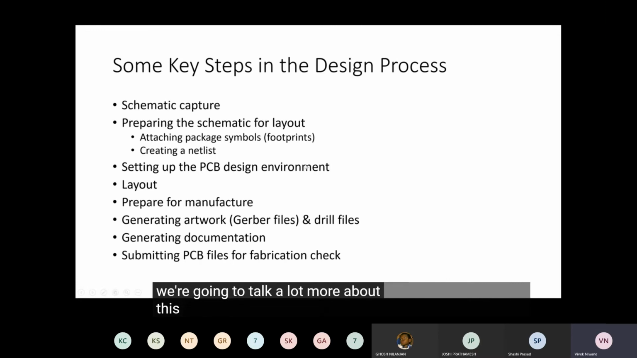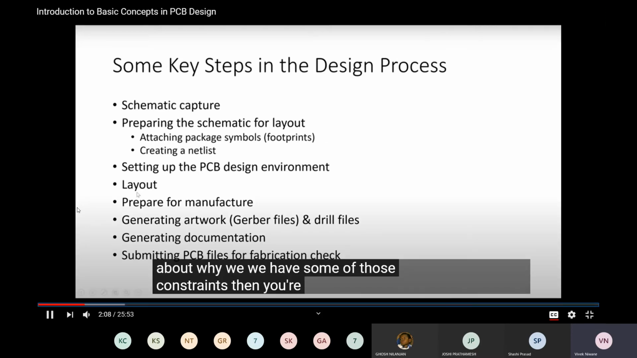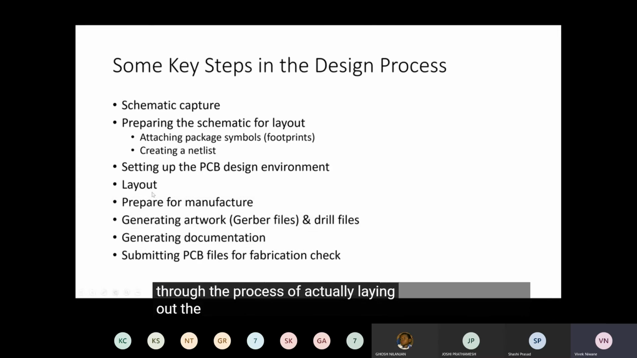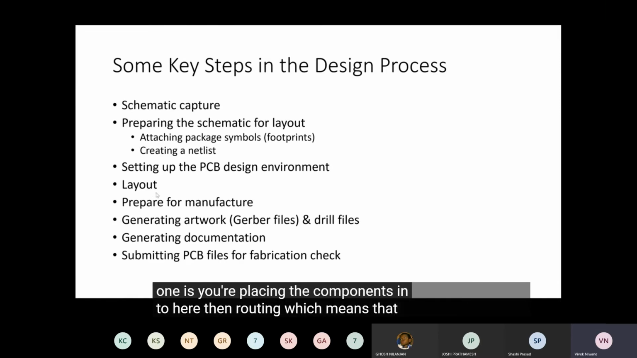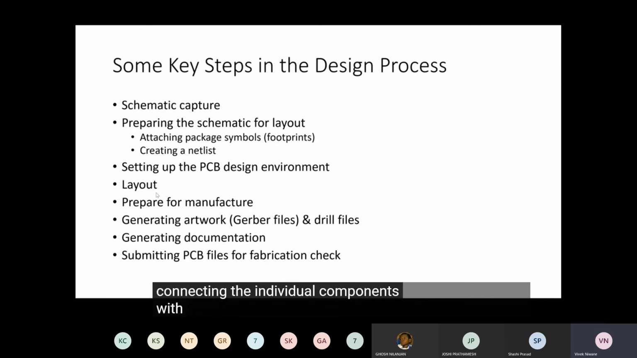We're going to talk a lot more about this later on in the semester. We're just getting introduced to constraints. Then you're going to go through the process of actually laying out the circuit and placing the components. And so I guess it's really two things. One is you're placing the components, and two, you're then routing, which means you're routing the nets. You're basically connecting the individual components with various traces, we call them.